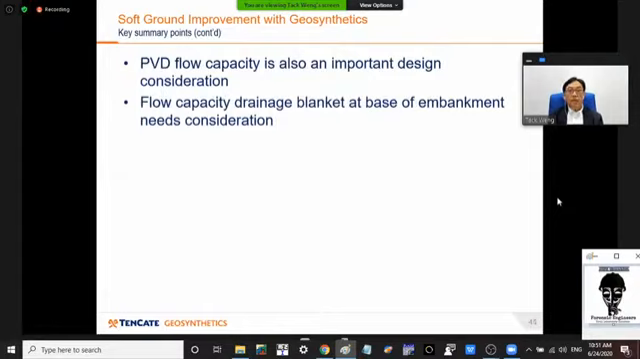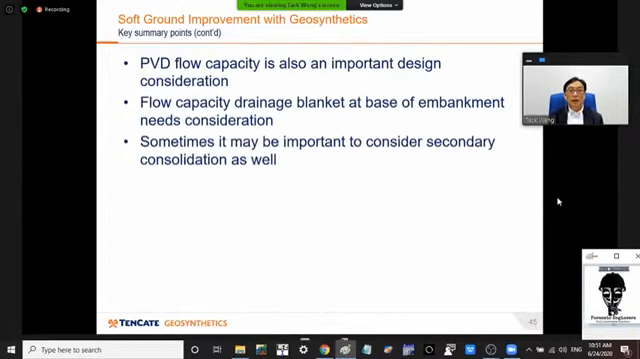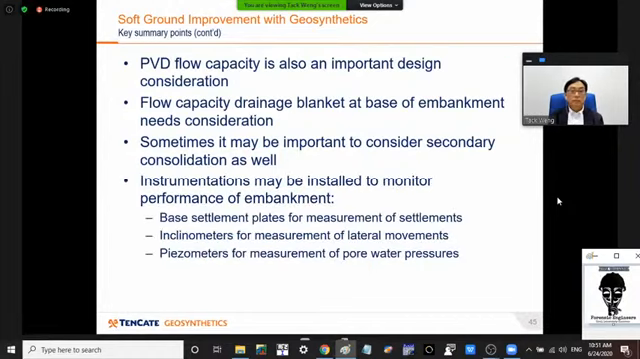PVD flow capacity is also an important consideration in design, and the flow capacity of the drainage blanket at the base of the embankment needs adequate consideration as well. And sometimes it may be important to consider secondary consolidation as well, for example, in peat soils.